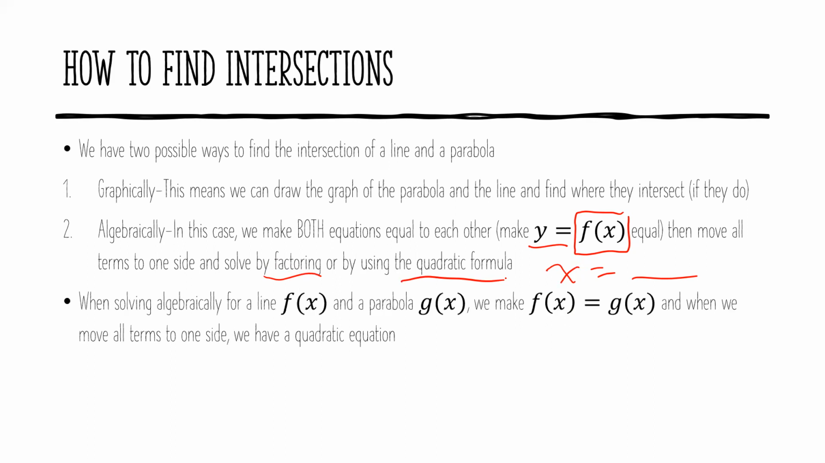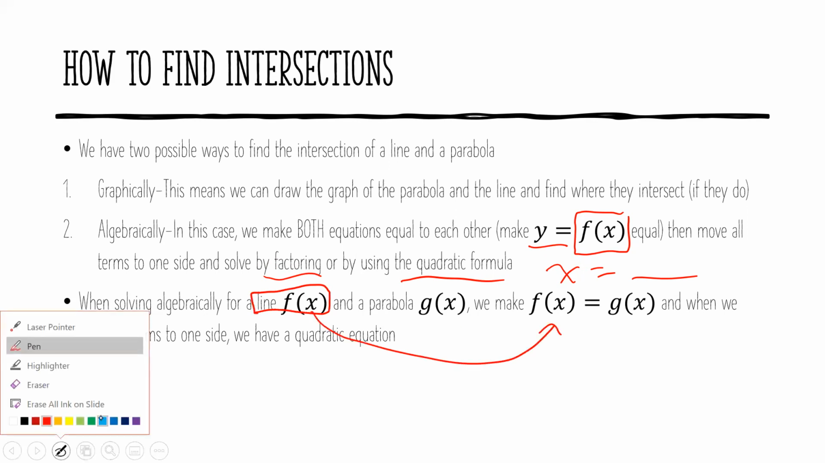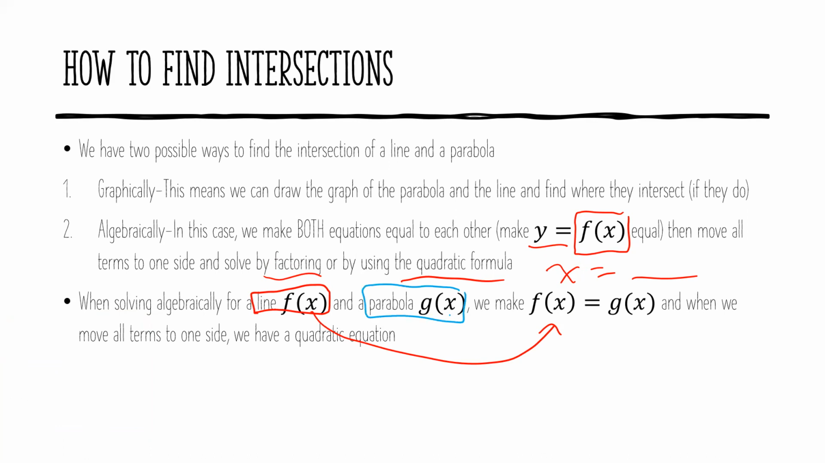So when you're solving algebraically for a line and a parabola, and again, I'll give an example, let's say that the equation of the line is f of x and the equation of the parabola is g of x. What we're simply going to do is take our line, which is f of x, and make this equal to our parabola, which is g of x. So we just make them equal to each other. Then what we're going to do next is move all the terms to one side. And then what ends up happening is that you end up with a quadratic equation. And then we know exactly how to deal with quadratic equations, right?